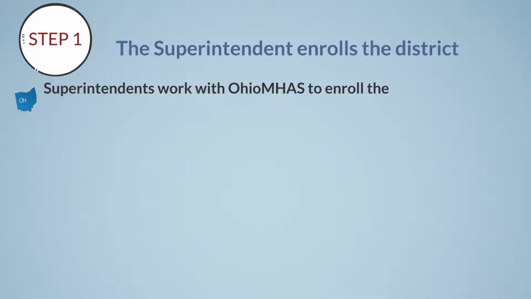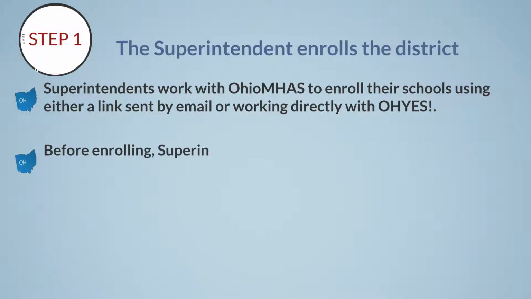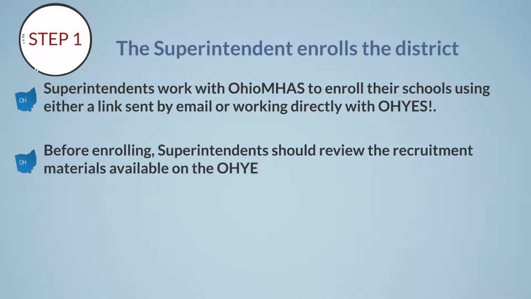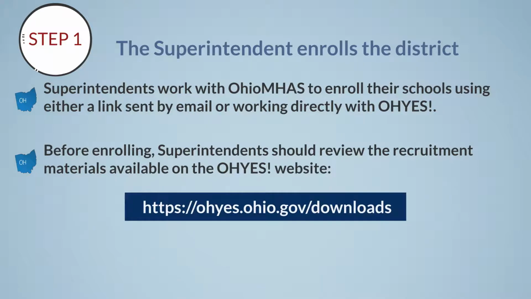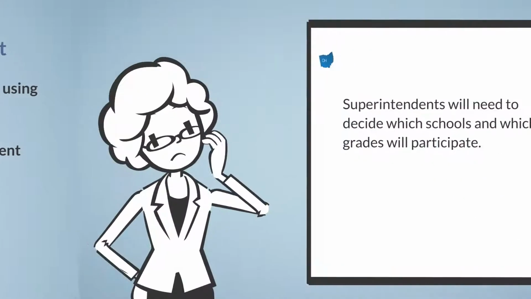Superintendents work with Ohio MHAS to enroll their schools using either a link sent by email or working directly with OHYES. Before enrolling, superintendents should review the recruitment materials available on the OHYES website, https://oyes.ohio.gov/downloads. These materials may be downloaded and shared with staff as needed.